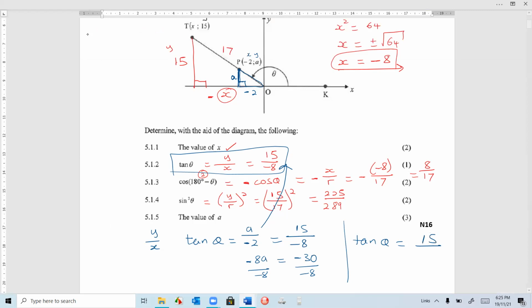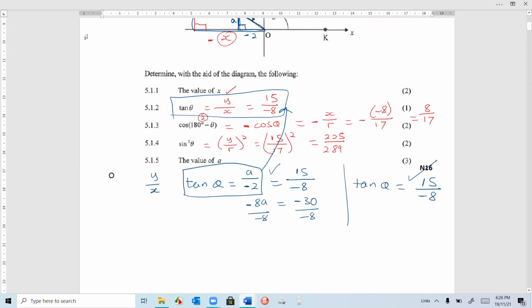So we're looking at the big triangle. I just want to highlight the big triangle for you. So it's 15 over x, which is -8. But in the small triangle, we're saying that tan theta is equal to a over -2. So the ratios are the same because we are referencing the same theta. Sorry, the angle is the same. So tan theta is a over -2. We know that. But tan theta in the big triangle is 15 over -8. So we can now equate and say a over -2 is equal to 15 over -8.